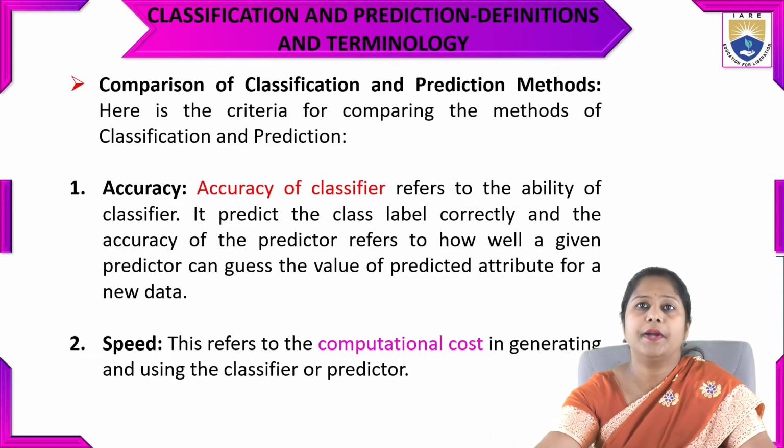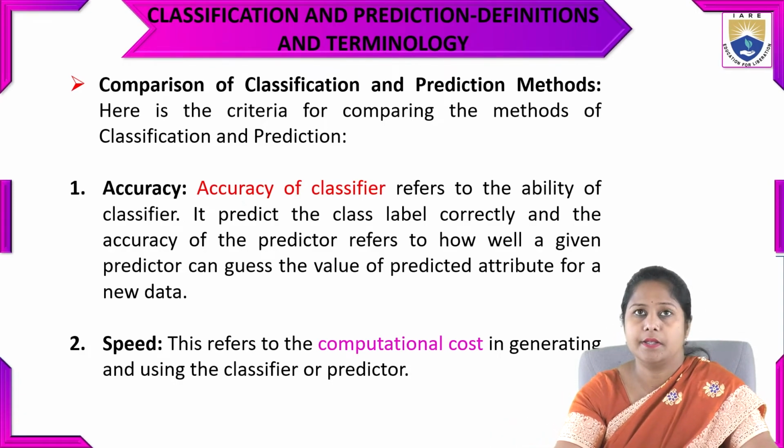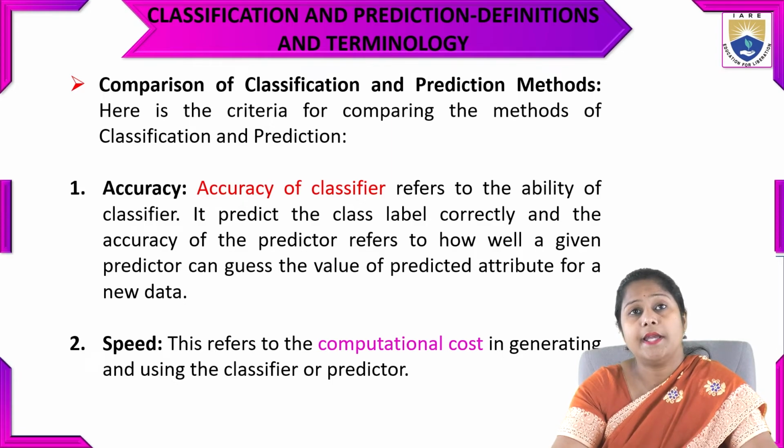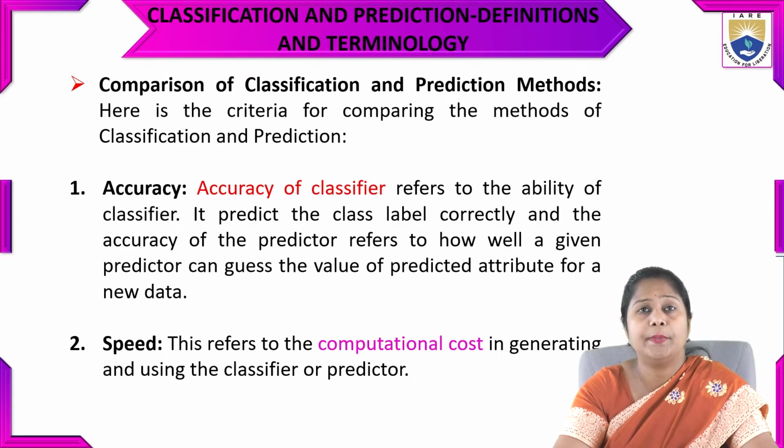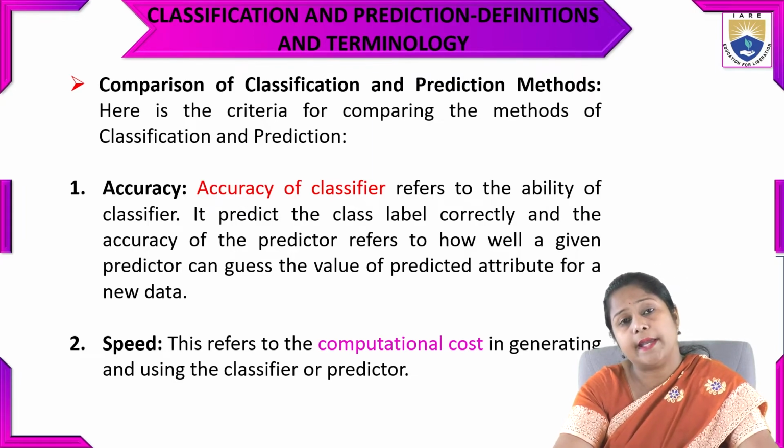Now, comparison of classification and prediction methods. We have to compare these two methods. Here are the criteria for comparing the methods. First can be on the basis of accuracy.